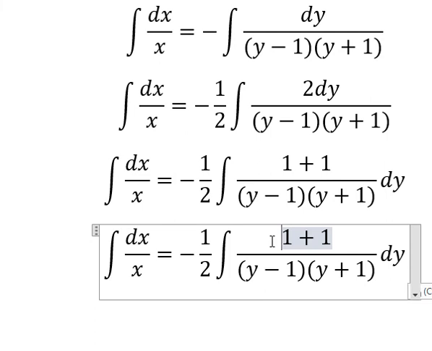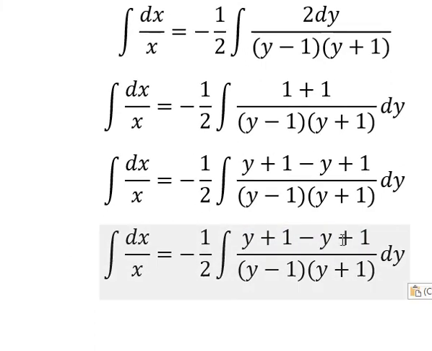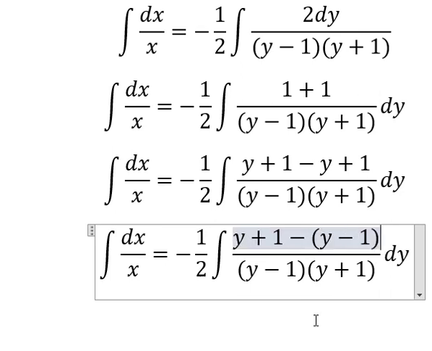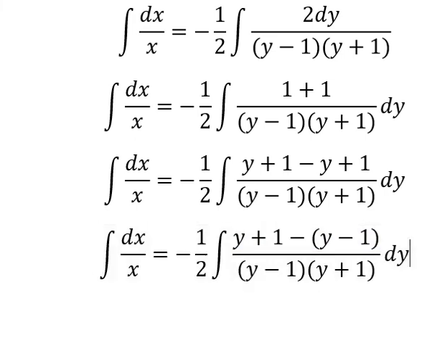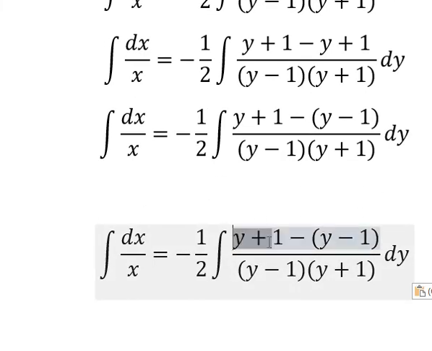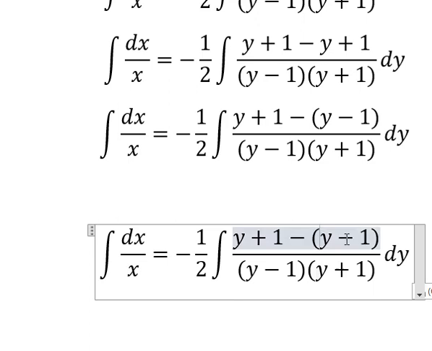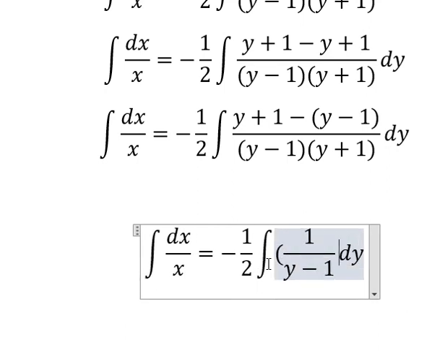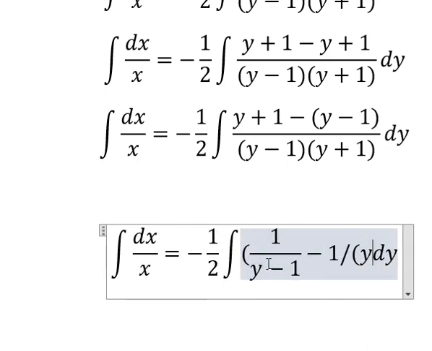Next, I will put y in here. Later we need to put negative y so that they can cancel each other. Now we can do factorization by this one, and we have y minus 1. So this one divided by this one divided by this one. So we have 1 over y minus 1 minus 1 over y plus 1.